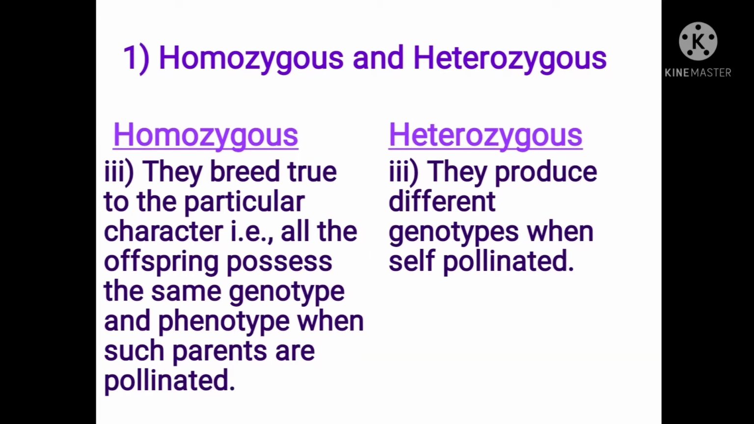They breed true to the particular character, that is, all the offspring possess the same genotype and phenotype when such parents are self-pollinated. On the other hand, heterozygous produce different genotypes when self-pollinated.